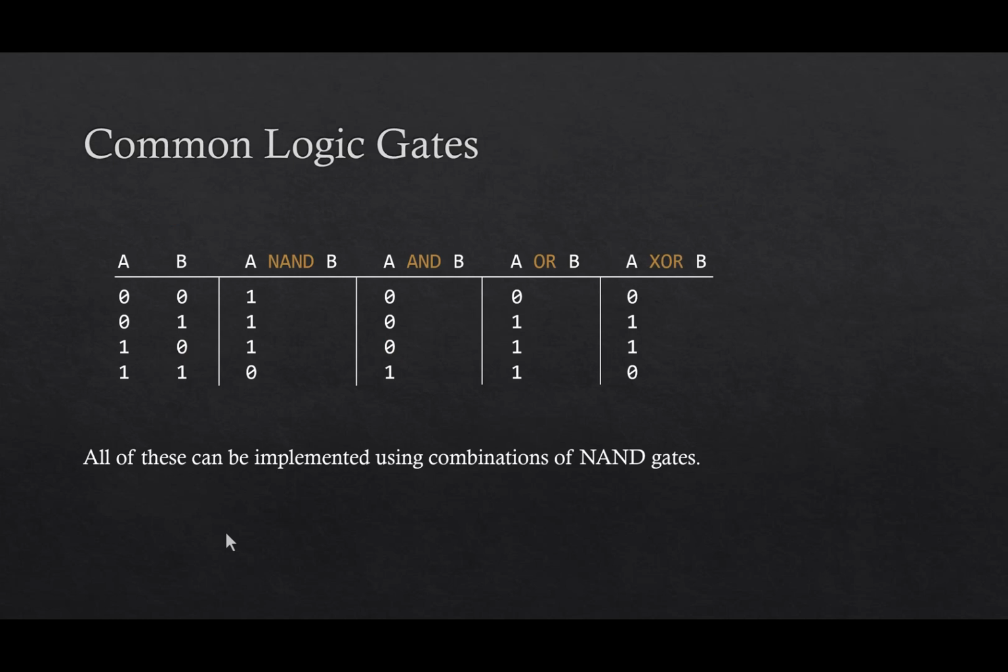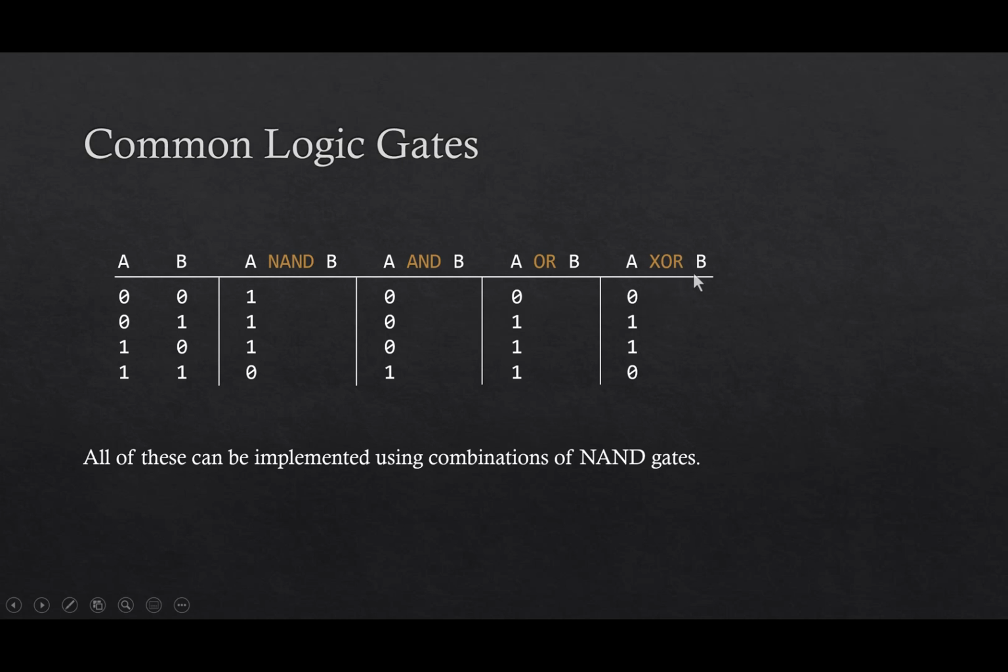Some other common logic gates. These are the truth tables for some other common logic gates. We've already discussed NAND. AND is going to give us 1 only if both A and B are 1. In all other cases, it's going to be 0. Kind of makes sense, what you'd expect from AND. OR is going to give us a 1 if either A is 1, B is 1, or both are 1. So the only case where OR is going to be false is if neither A nor B is 1. That's kind of what you'd expect from an OR.